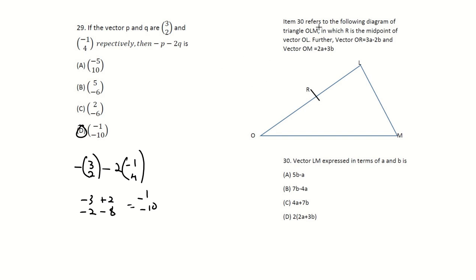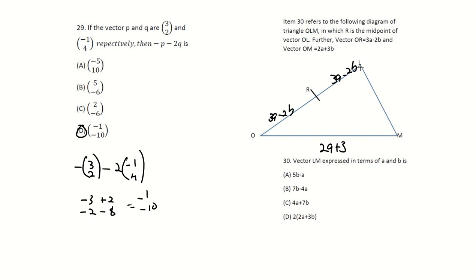Item 30 refers to the following diagram of OLM, in which R is the midpoint of OL. Further, vector OR is 3A minus 2B. So RL is also 3A minus 2B. And OM is 2A plus 3B. Vector LM in terms of A and B is, I typed this down, is this correct? I guess so.